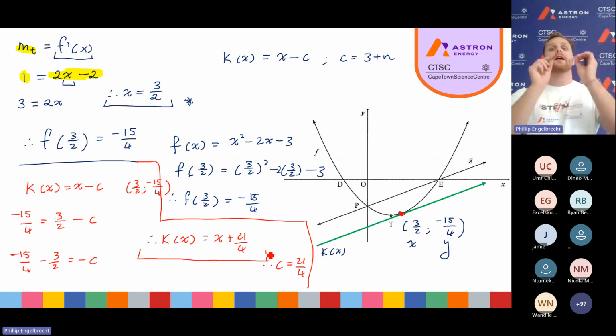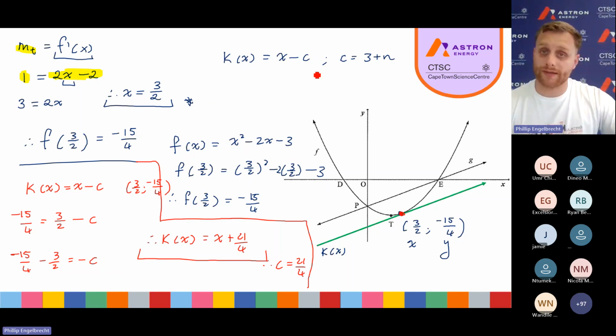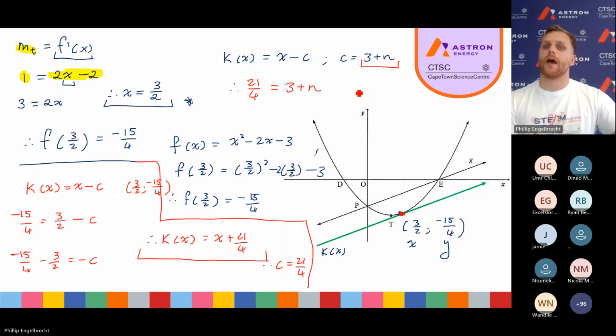Now remember, what is that value for c? We remember that c is 3 plus n. So therefore, 21 over 4 is equal to 3 plus n. And therefore, n is equal to 21 over 4 minus 3, which gives you 9 over 4. So that is how I got to n.